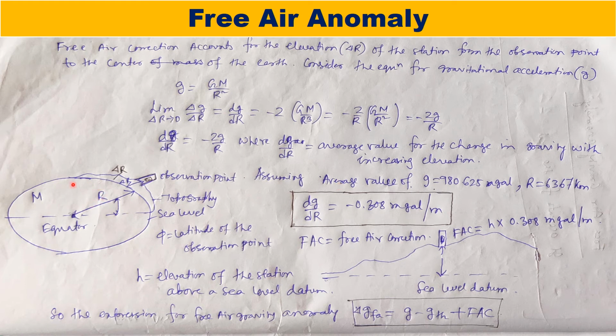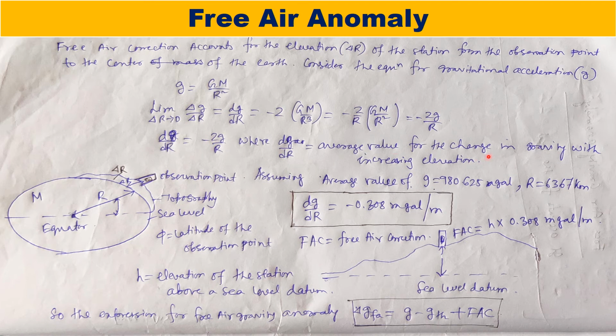In this figure you can see the shape of the Earth. This is the equator, and that is the radius of the Earth, and it extends at an angle with the equator, that is the latitude phi. There is a station, and it accounts for the elevation of the station from the center of the earth, this extra distance. Now, the gravitational acceleration is related to the formula, and if we take a derivative we get dg/dr equal to minus 2g by r.